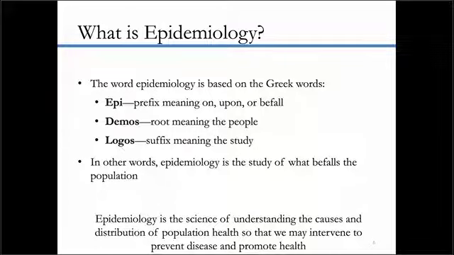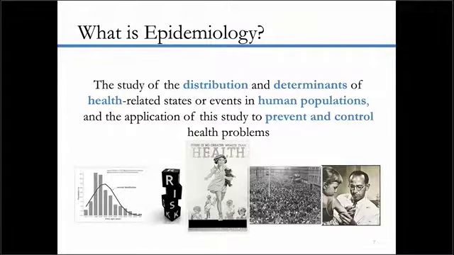And one definition of epidemiology is that it's the science of understanding the causes and distribution of population health so that we may intervene to prevent disease and promote health. And so really, epidemiology is the science of public health. And it's what we use in the field of public health to determine what factors cause different health outcomes in our population.